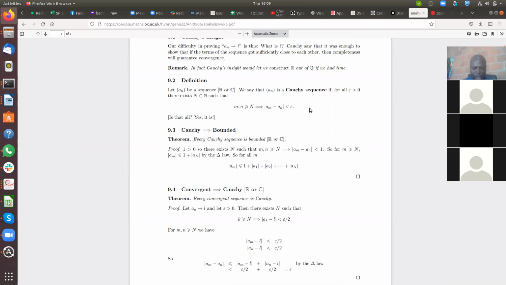So I said Cauchy sequences are convergent. So the theorem is that every convergent sequence is a Cauchy. So the question now is, how do you know that a sequence is convergent, or a sequence converges at a point? So now the proof is that let's assume that we have A, which is an element of a set R.